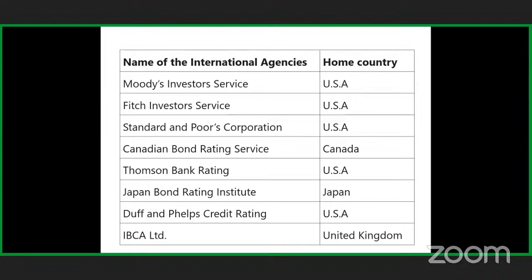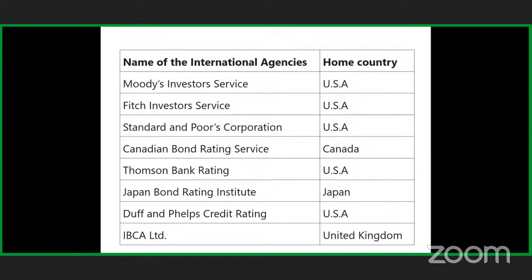These are a few international credit rating agencies: Moody's Investor Services US, Fitch Investor Services US, S&P, called Standard and Poor's, US. Then Canadian Bond Rating Services from Canada. Thomson Bank Rating US, Japan Bond Rating Institution Japan, Duff and Phelps, a US-based company. They have also started operating in India with Indians. And one is IBCA Limited, from the United Kingdom.